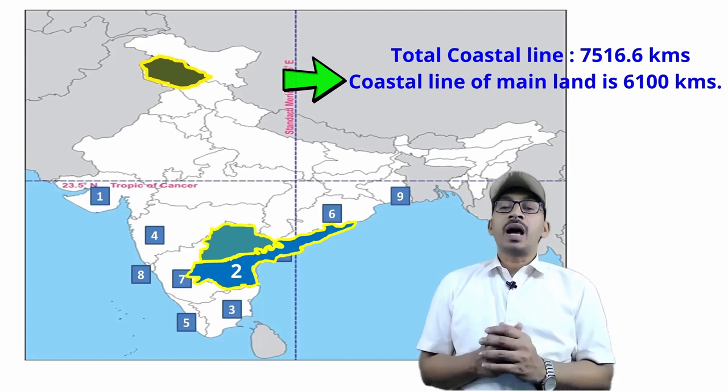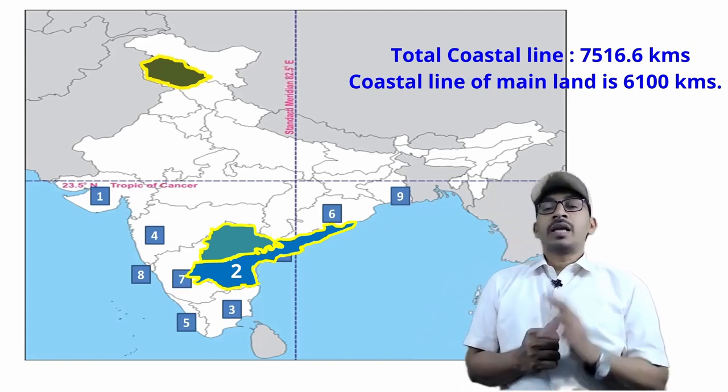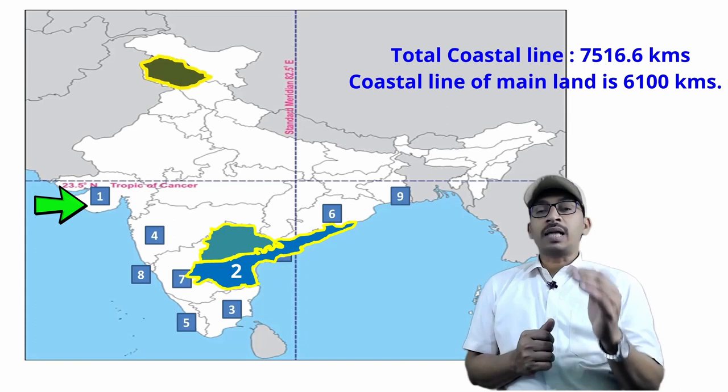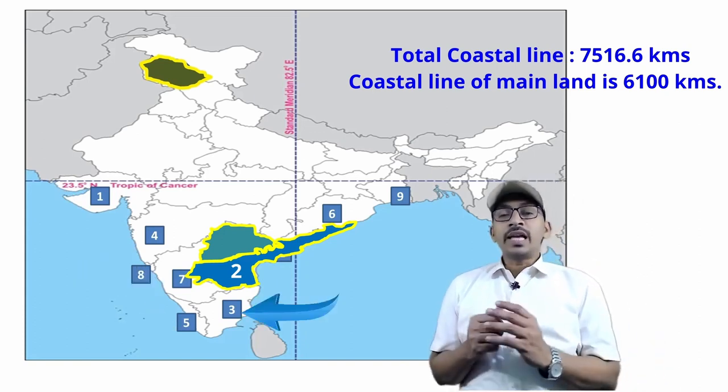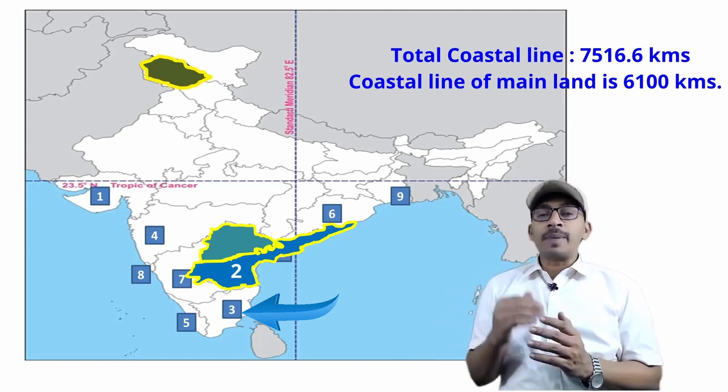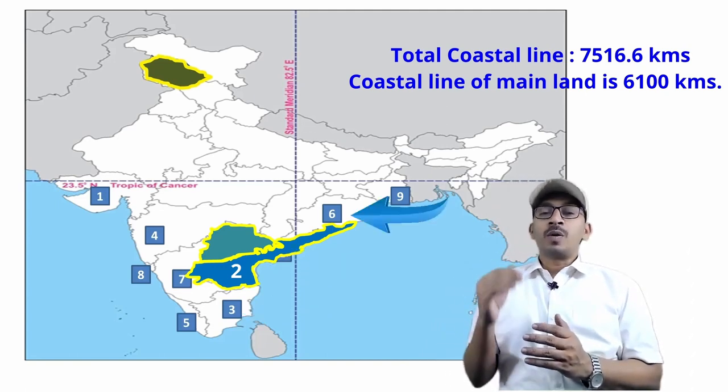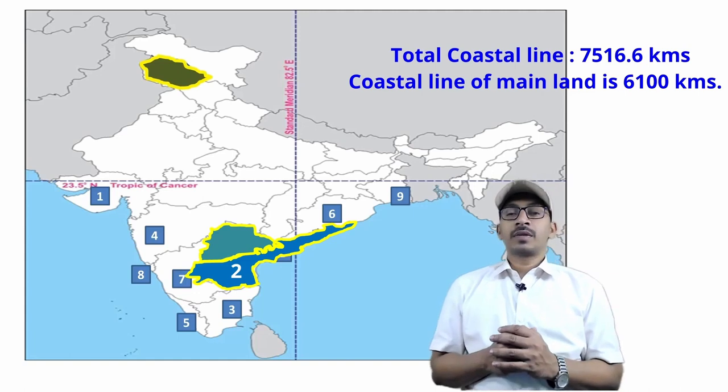9 states of India are located on the coast. On the west coast, we have 5 states: Gujarat, Maharashtra, Goa, Karnataka and Kerala. On the east coast, we have 4 states: Tamil Nadu, Andhra Pradesh, Odisha, and West Bengal.